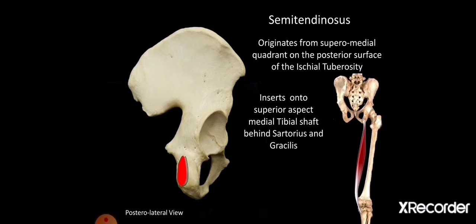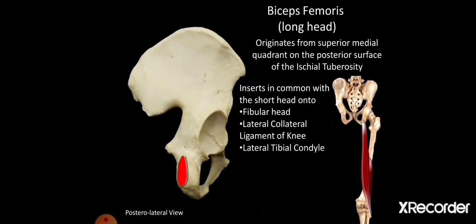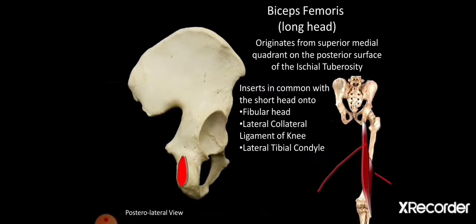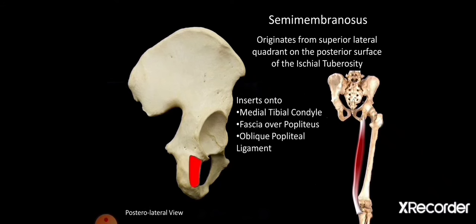So here we have given the diagram for semitendinosus arising from the superomedial part of the ischial tuberosity, and this is biceps femoris long head in conjunction with the semitendinosus muscle. It is arising from the superomedial part of the ischial tuberosity. So this is the long head of biceps and this is short head of biceps. Biceps means two heads of a region, long and short. Then this is semimembranosus muscle arising from the superolateral part of the ischial tuberosity.